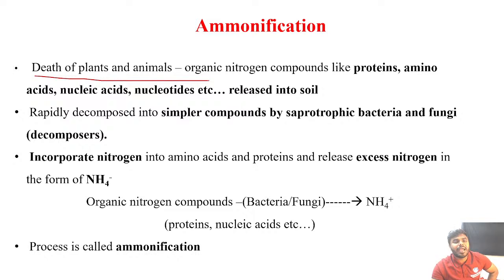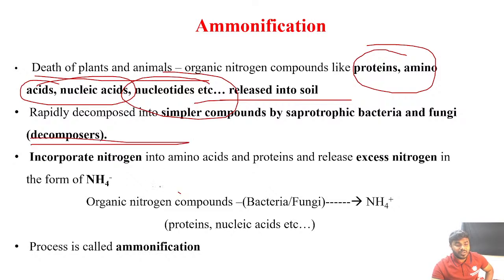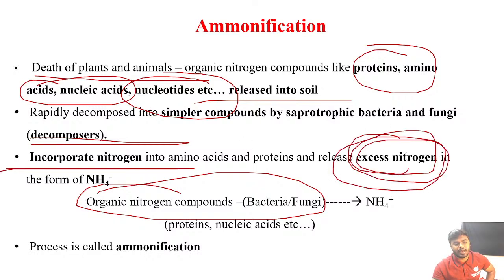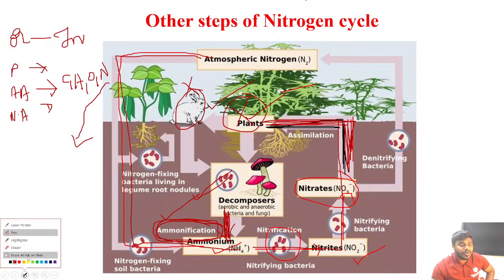Everyone look into this. Death of plants and animals. Once the death occurred, all the organic compounds like protein, amino acids, nucleic acid, nucleotides are released into the soil. What happens now? The decomposers break down all these organic compounds into inorganic. Now they will use that nitrogen and they will fix that excess nitrogen in the form of ammonia. This is what we call, my friends, ammonification.